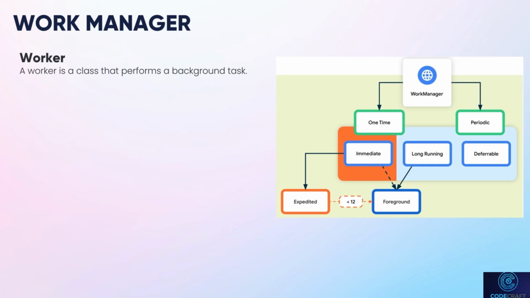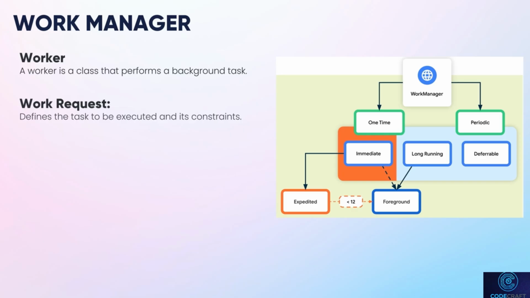Inside the doWork method, you define the code that performs the background task. This can include network operations, database updates, file processing, and more. A worker is responsible for performing single specific tasks, such as downloading a file, sending a notification, or processing data. It abstracts the complexity of threading, lifecycle, and rescheduling from you as a developer.